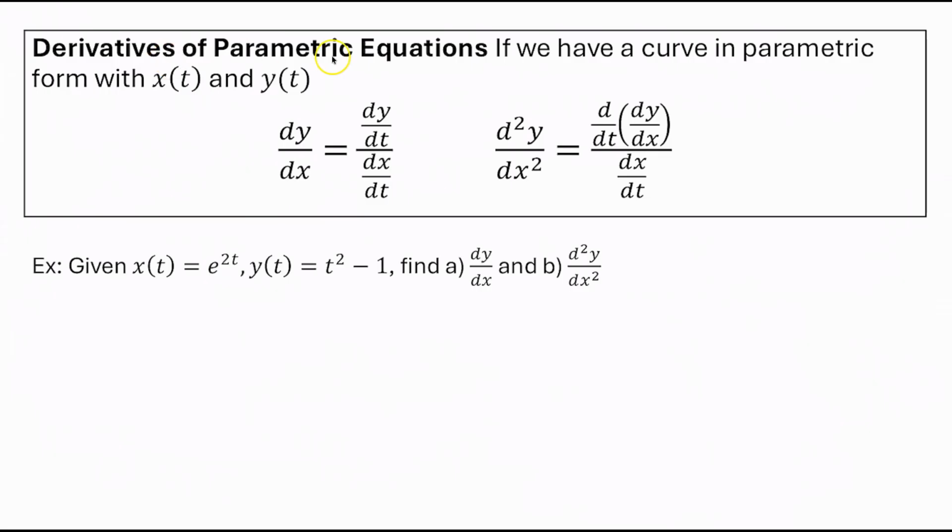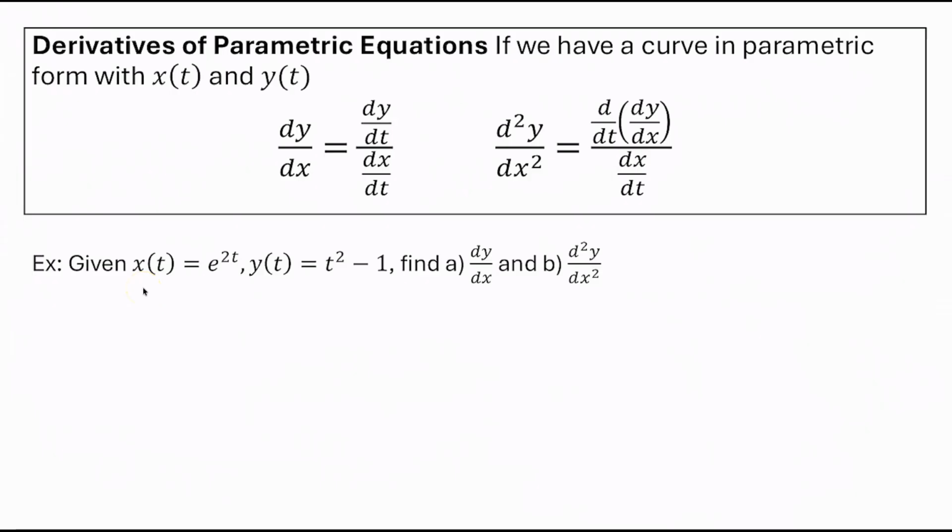To recap, derivatives of parametric equations. If we have a curve in parametric form with x of t and y of t given, then dy/dx is equal to dy/dt over dx/dt. And the second derivative of y with respect to x is d/dt of dy/dx all over dx/dt. So let's apply it to this example. Given x of t equals e to the 2t and y of t equals t squared minus 1, find a, the first derivative, dy/dx, and b, the second derivative of y with respect to x.